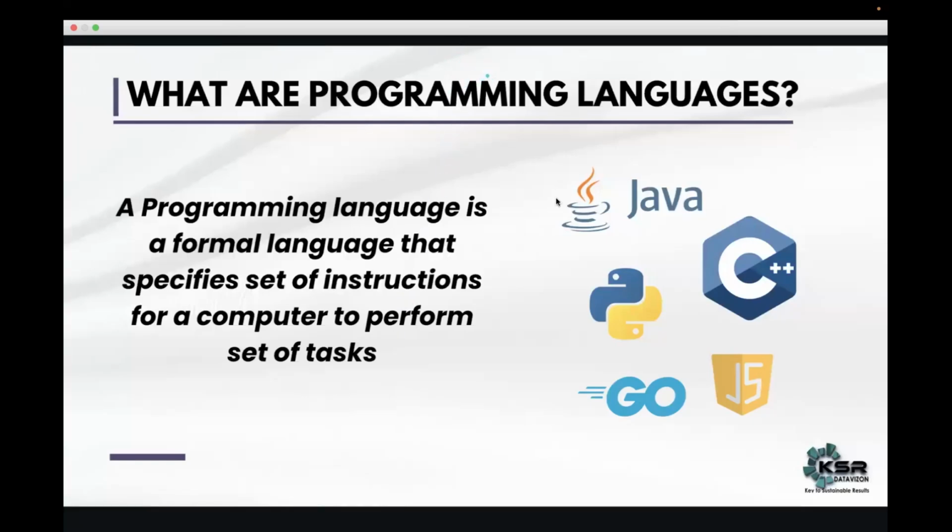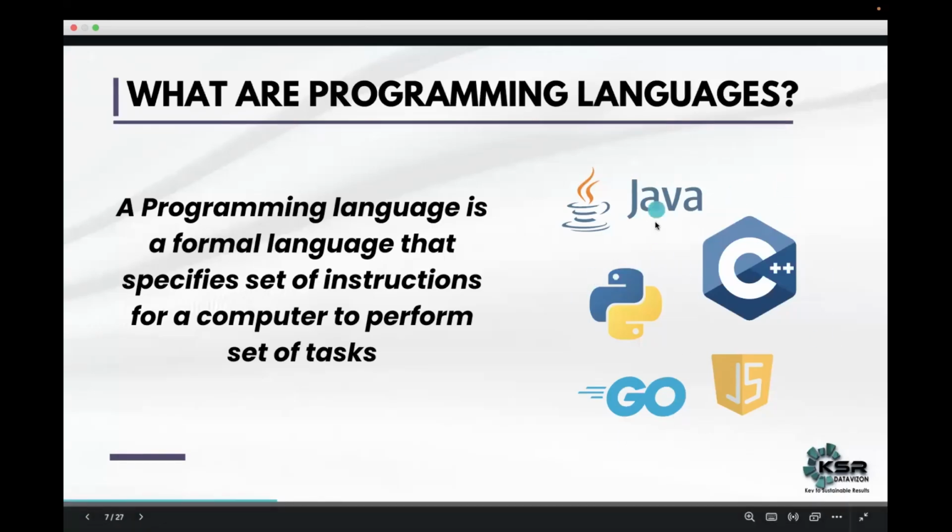Anyone has any doubt on programming languages? Understood the definition? Okay, I think it's clear. So some examples: Java, which is what we are going to learn in this course, C++, Python, Go, JavaScript. These are a few examples. It's not a list of all programming languages. There are a lot of programming languages in this world, so it's hard to learn everything. But these are popular languages.